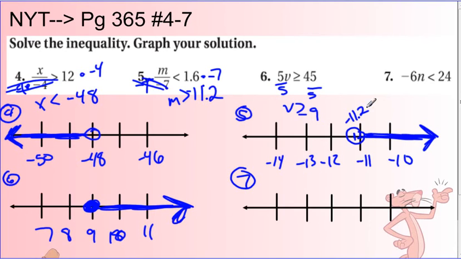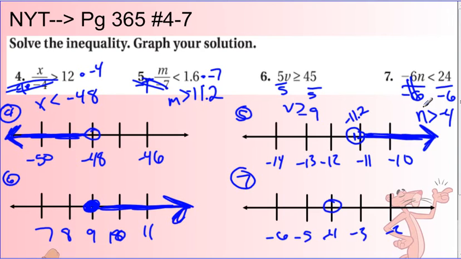Number 7. Divide both sides by negative 6. You heard it, we're dividing by a negative, so we change the direction of the inequality. And that gives us negative 4, negative 3, negative 2, negative 5, negative 6. We need a hollow dot at negative 4. So we're going to put our hollow dot here, and then we have a greater than, so we shade to the right. Arrowhead trick: it looks like an arrowhead pointing to the right, so you shade to the right. So that is graphing inequalities with multiplication and division.